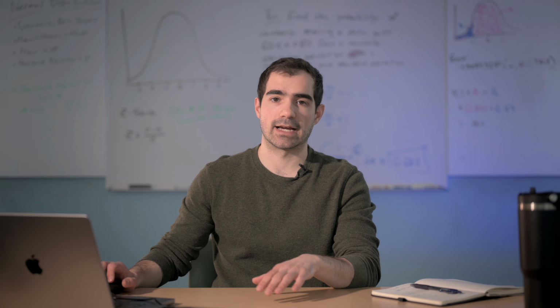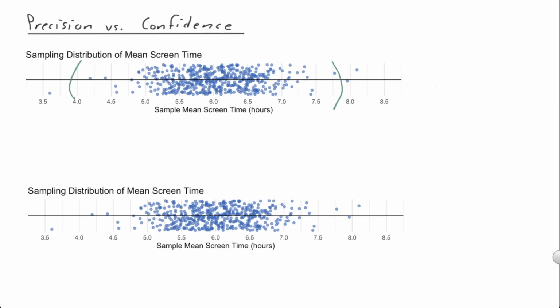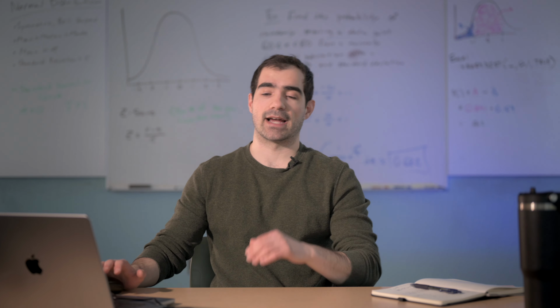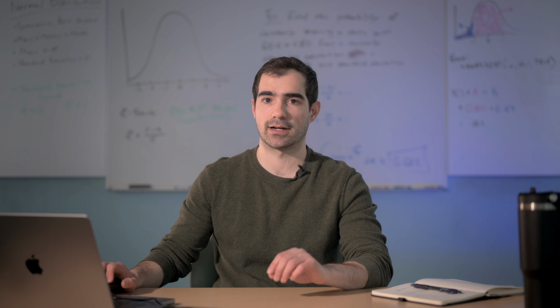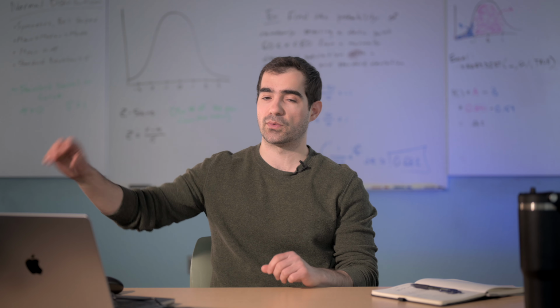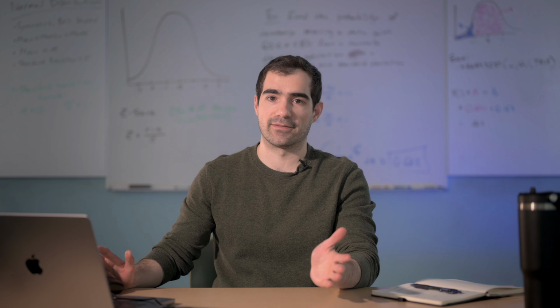And this highlights a fundamental trade-off. If we make our interval very wide, we can be pretty confident that it captures the true mean. But the statement may not be very informative. For instance, I could even say I am 100% confident that the average daily screen time for college students falls somewhere between the range of 0 hours to 24 hours per day. That's almost certainly correct, but also not very useful.